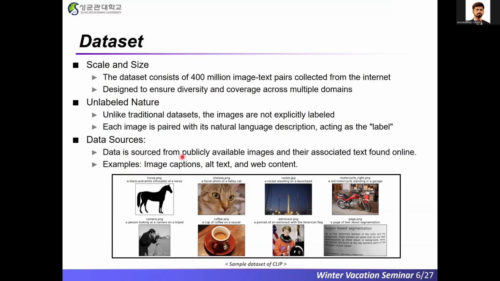So data is sourced from publicly available images and their associated text that is found online. Examples are image captions, alt text, and web content. All have been gathered together in order to make this dataset. This dataset was not previously available. They made it for this particular problem. So that is also one of the contributions of this paper.